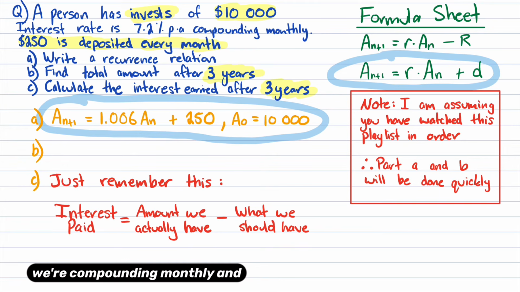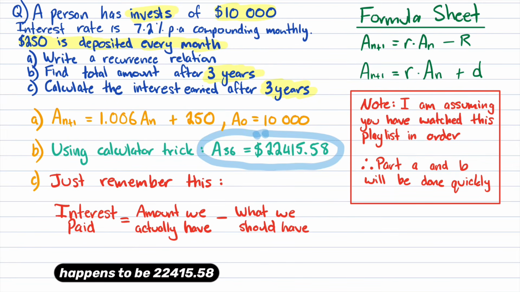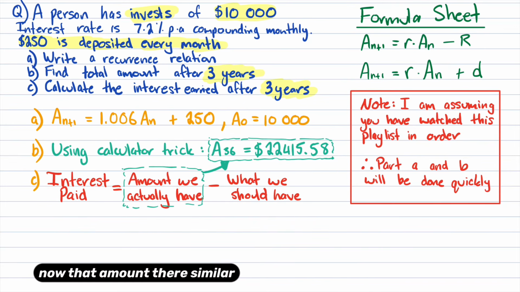So because we're compounding monthly and it's 3 years, 3 times 12 is 36. So we need to find A36 in order to find the total amount that we're going to have in this investment situation after 3 years. And that happens to be 22,415. Now, that amount there, similar to before, that represents the amount that we actually have. So we don't owe it in this case, we have it.